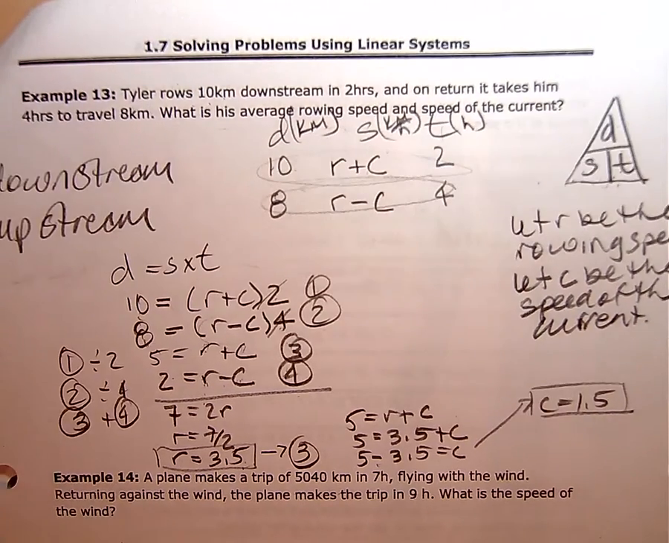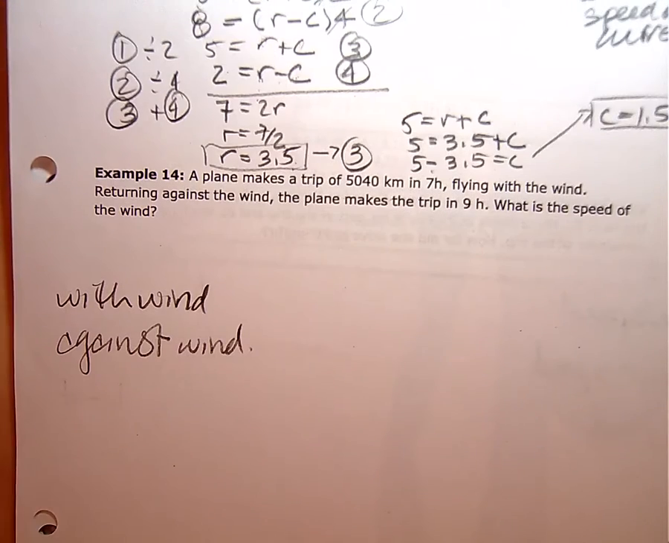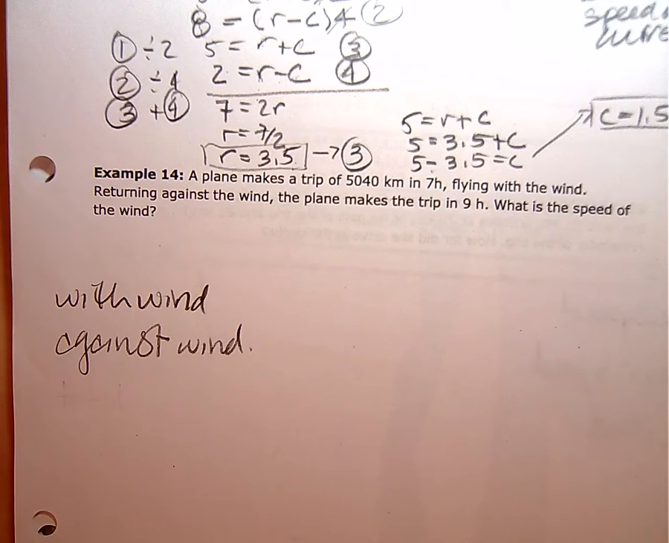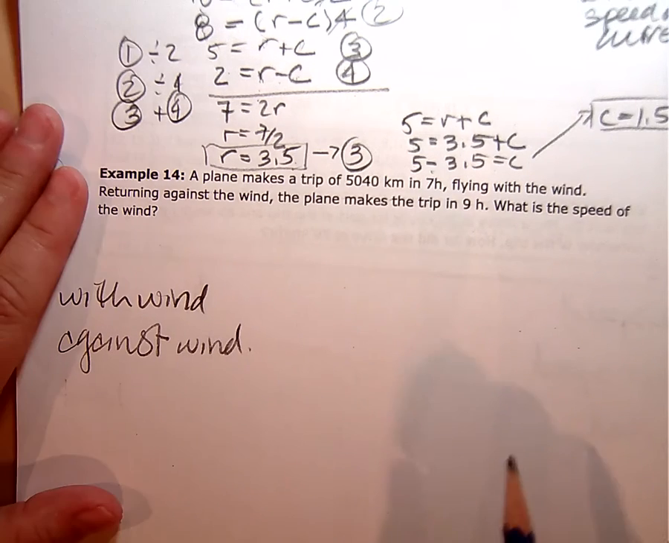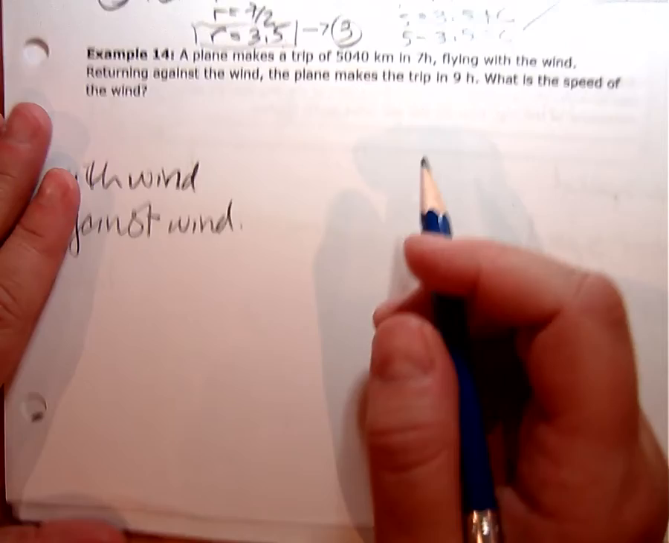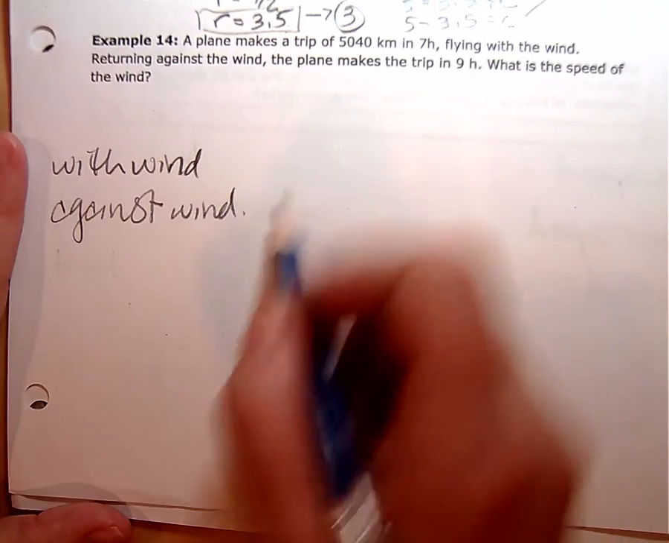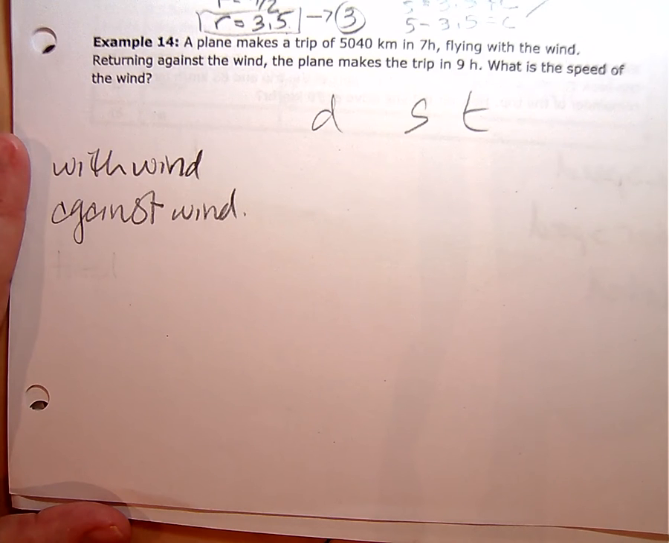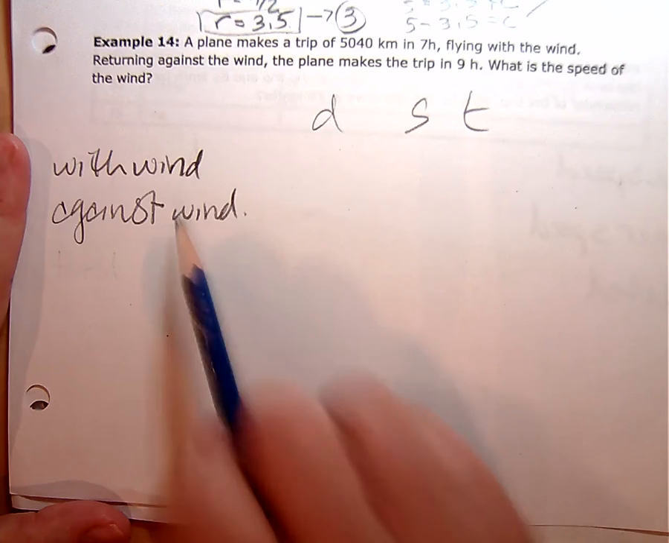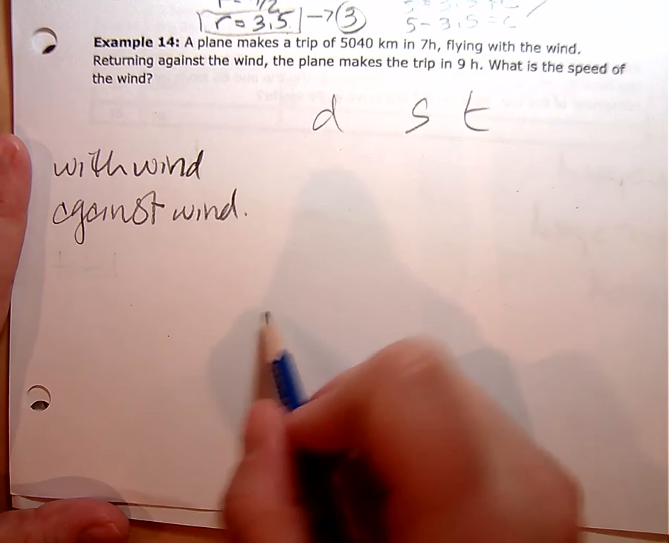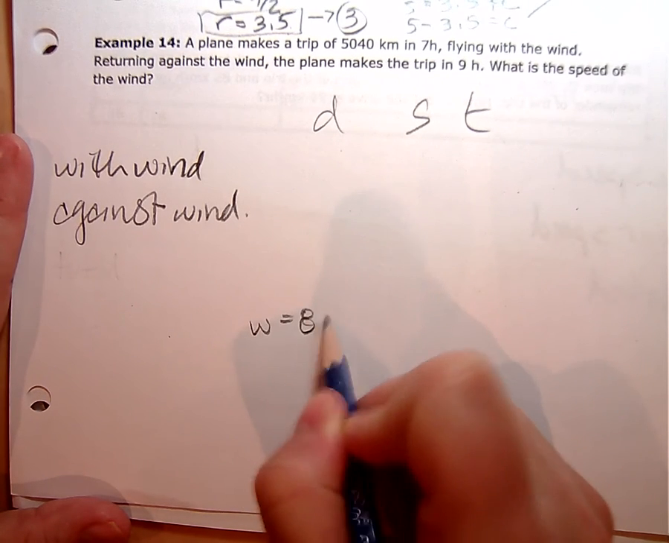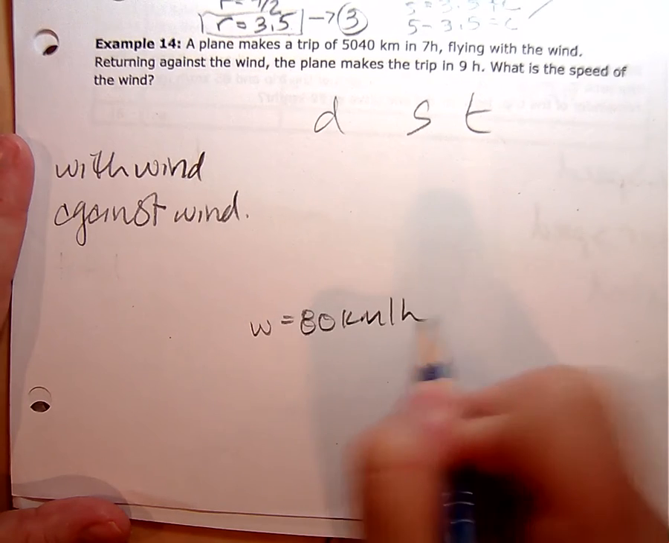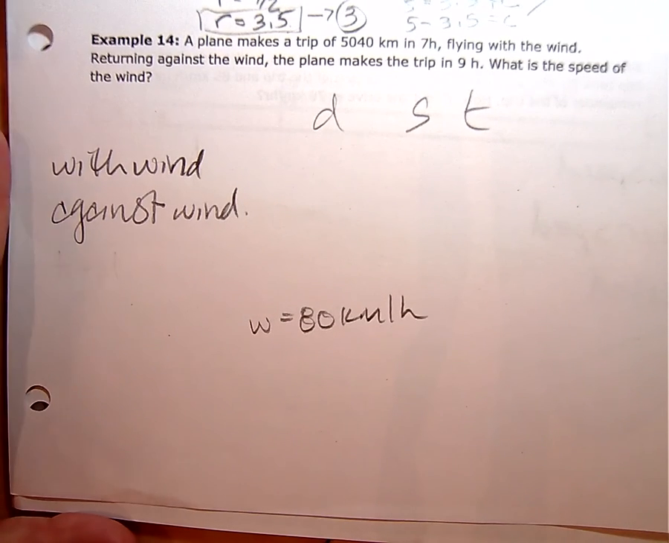Okay, so now let's take a look at this because it's the exact same thing. We have a plane. It's going with the wind and against the wind. So what I want you to do is exactly what we did up here. With the wind, against the wind, DST, and get going on that question. And here, notice, they only asked for the speed of the wind, and I'm letting you know right now that the wind speed is 80 kilometers per hour, so go solve that question and make sure that's what you get.